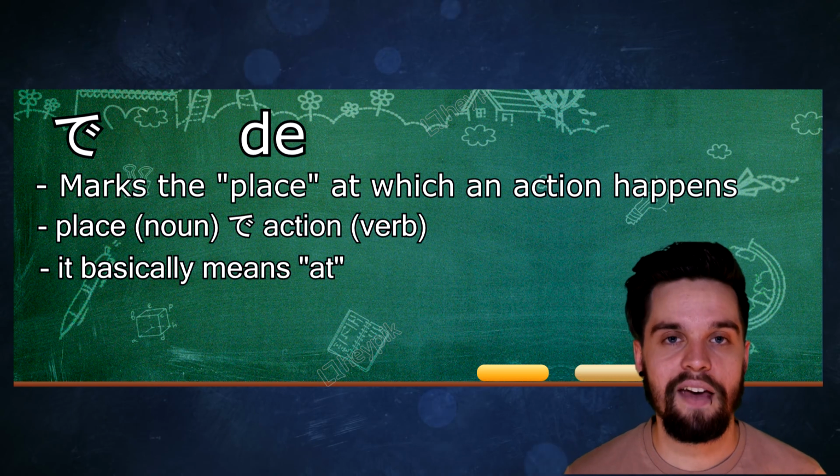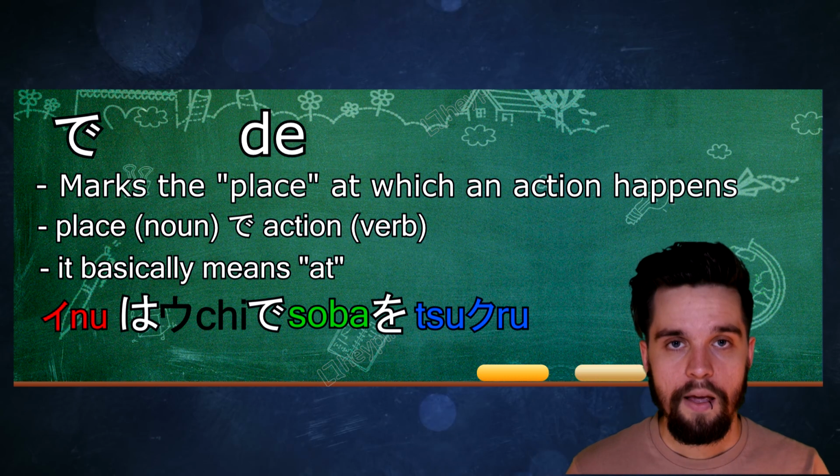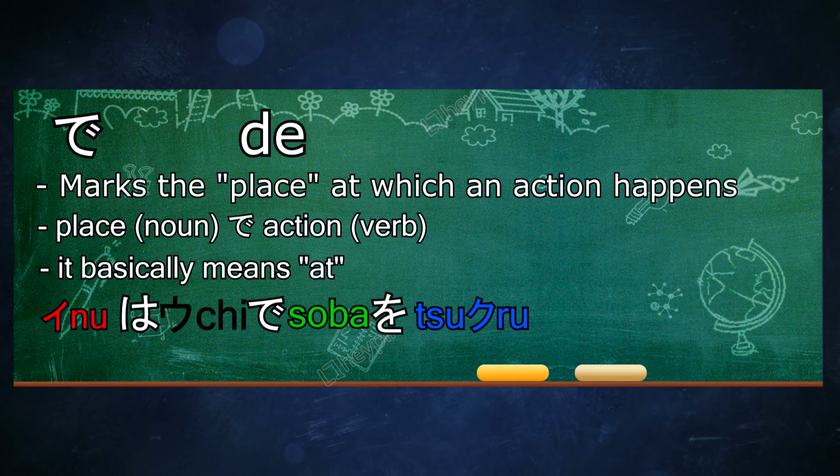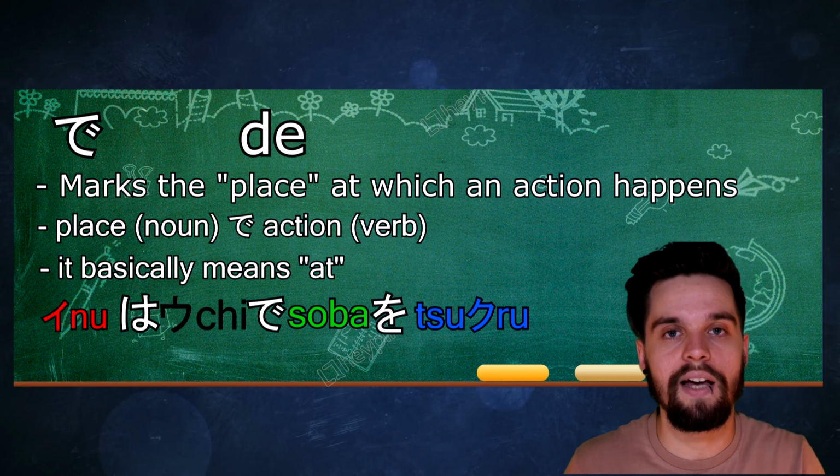So the example sentence I have for this particle is Inu wa uchi de soba o tsukuru. Do you know what it means? It means the dog makes soba at home.